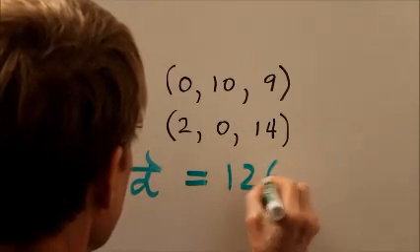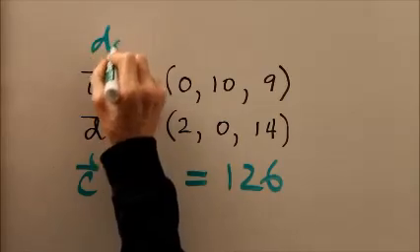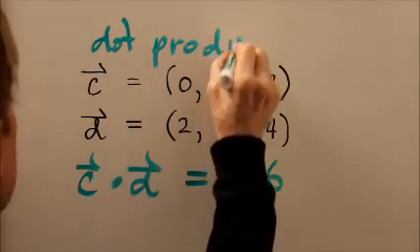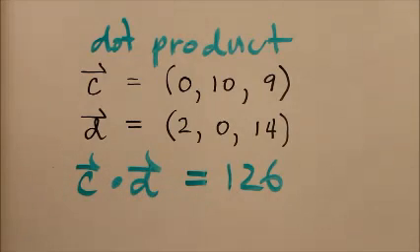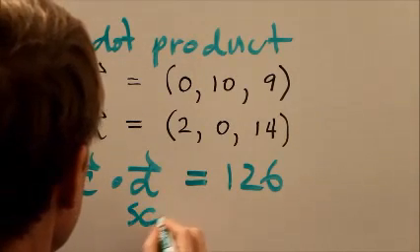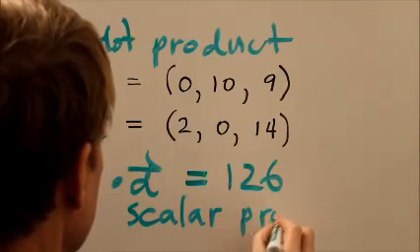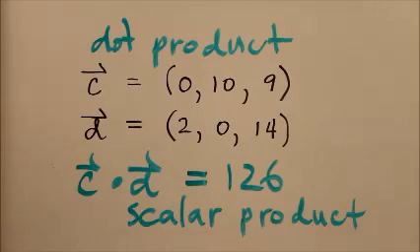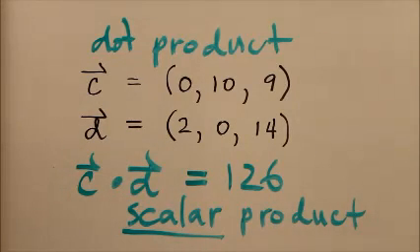So that is the dot product. Dot product because it is represented by a big bold dot. It's sometimes also known as the scalar product because it's always a scalar, meaning just a plain old number.